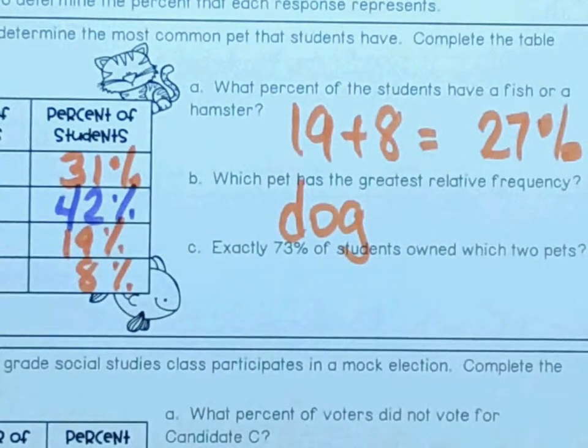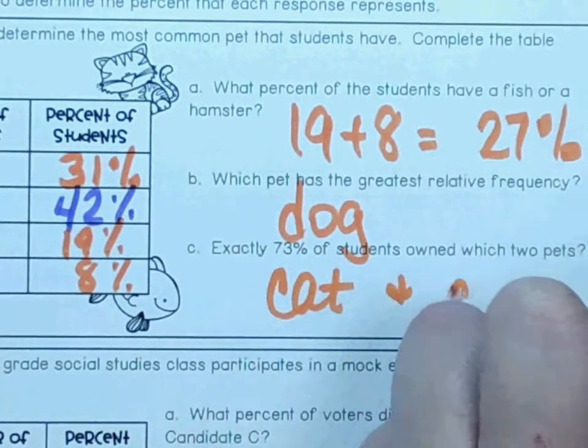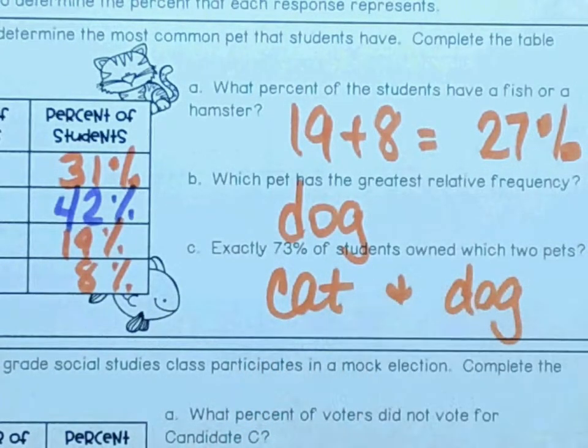And exactly 73% of students own which two pets? Cat and dog.